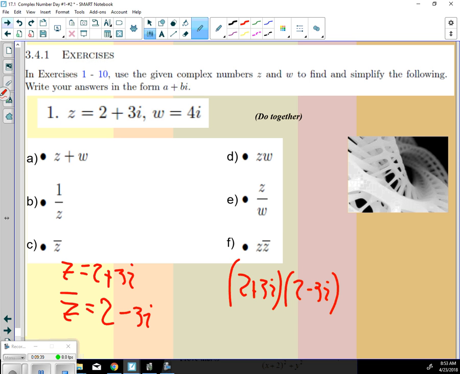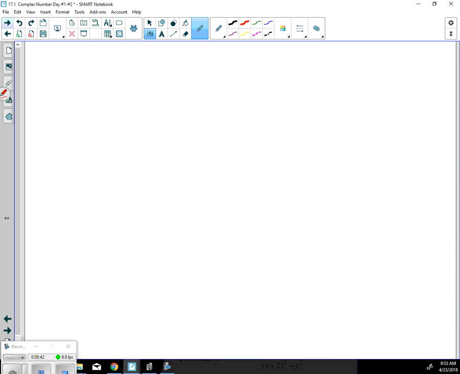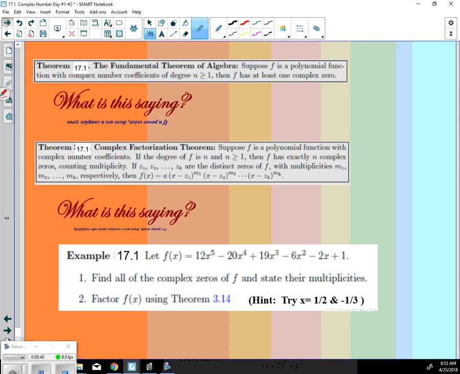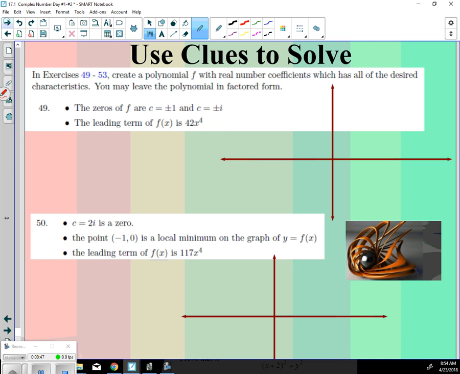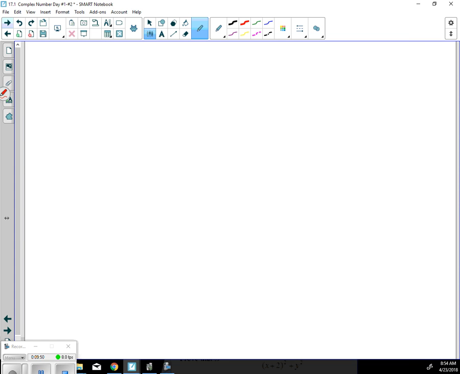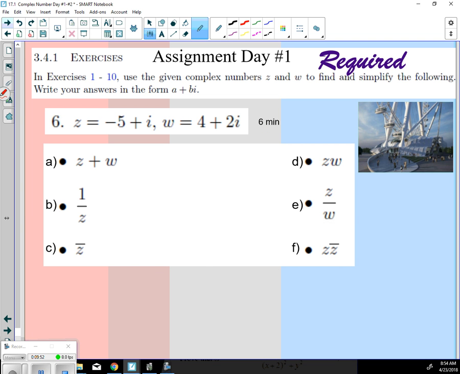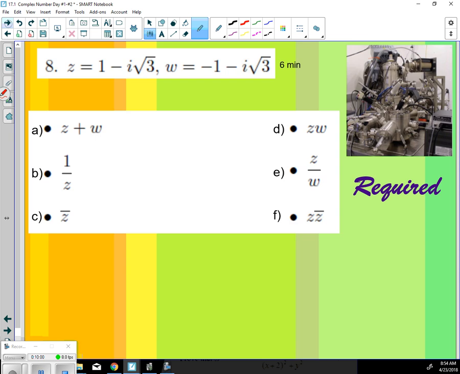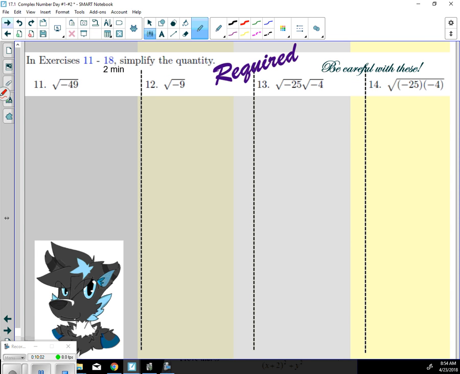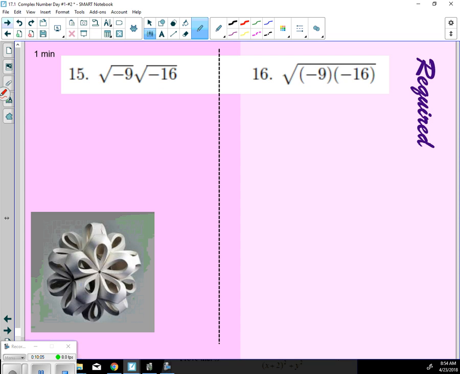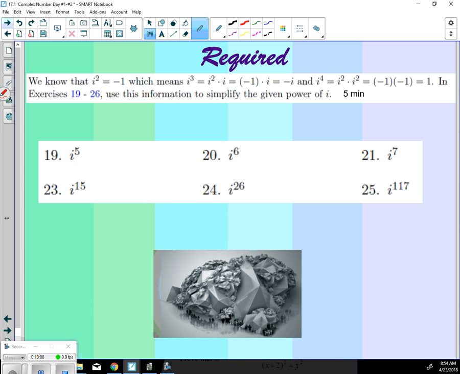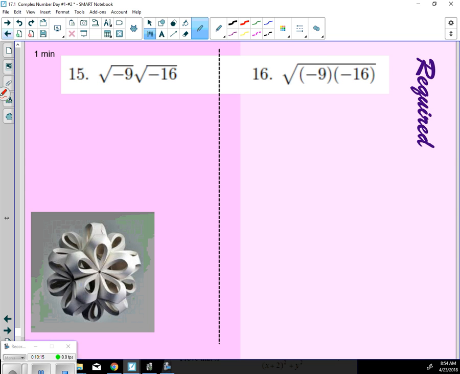Don't use your calculators for these. I want you to do these the regular way. So go to the end here. There should be an assignment. Got a good day tomorrow. Oh, you're going to like that. So here are 2 complex numbers. You're going to do each of those. Then you're going to do that for 8. And then these are very, very quick. And these are very quick. I want you to see what patterns you come up with here. So that's for tomorrow.